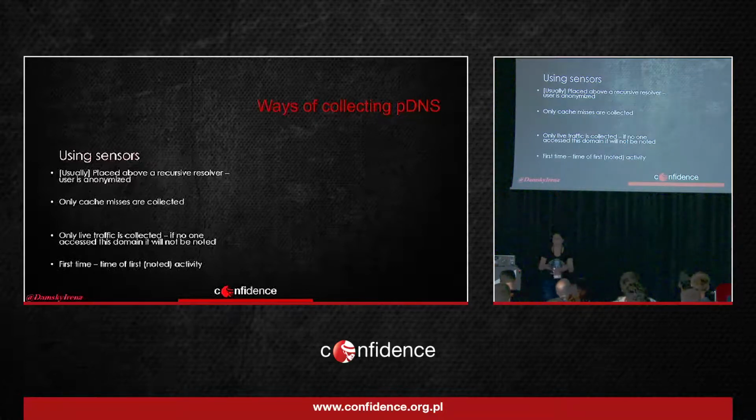So if you're looking within your organization, you don't really care for passive DNS who is the user that was looking at a specific website. What you want to know is at a given time what the resolution, what IP he got, and what server he queried. So usually it's above the recursive resolver. It is only cache misses because the recursive resolver saves a lot of data in its cache to save on traffic. You only get live traffic.